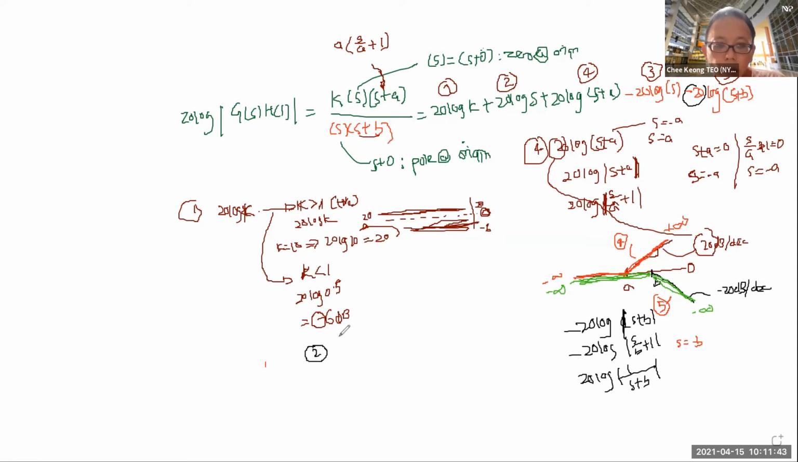Form 2 is basically 20 log S. Now 20 log S is also equivalent to 20 log of S plus 0. If it is S plus 0, that means your solution must be S equals 0, whereas this case is S equals A or B. But this is S equals 0. Can you put this at 0, but very far away? You understand what I mean?